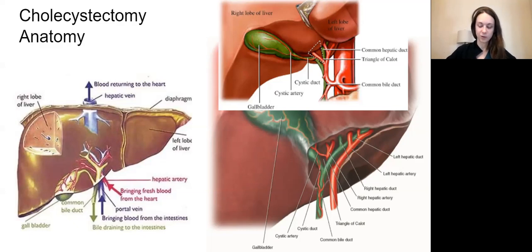Okay, after that, you'll see your triangle of Calot, and there is a good picture in your book, but I gave you a better one on the slide. On the triangle of Calot, know that this is where they're finding the anatomy to do the case. So they're gonna find the cystic duct and the hepatic duct, and then they're gonna locate that cystic artery. That's what they're going to find in this case.